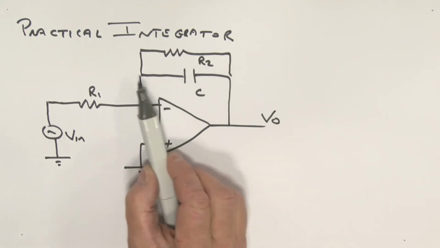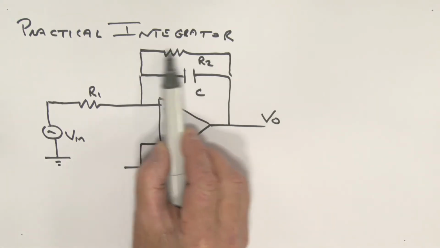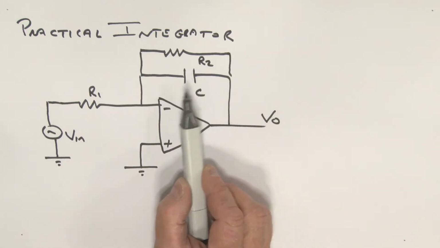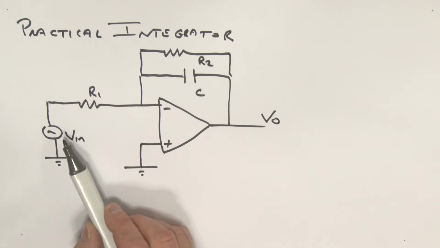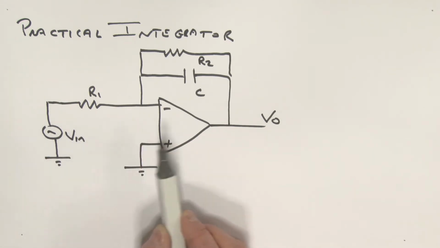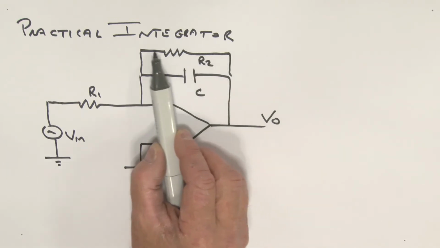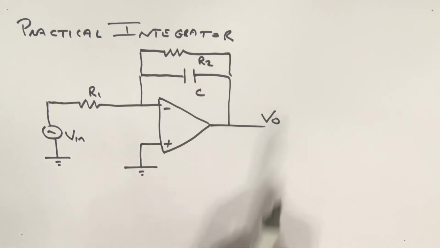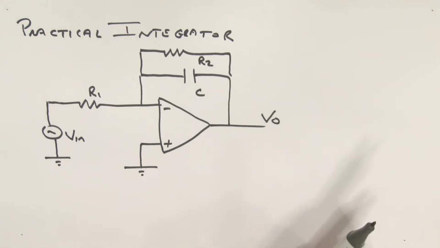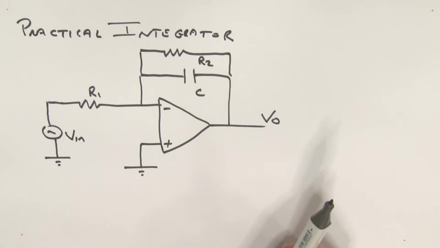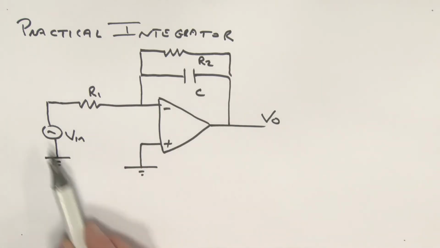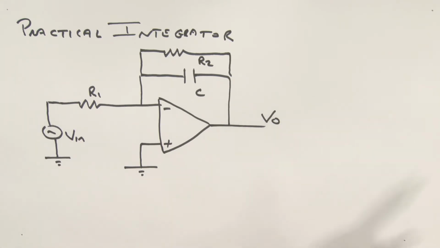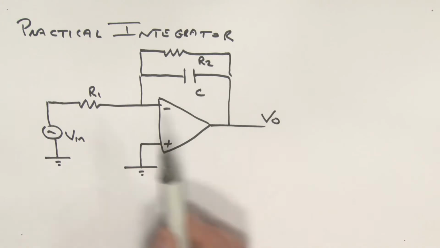A solution to this problem is to actually place a resistor R2 across that capacitor, such that when we have, let's say, a DC source or zero frequency, we do have a feedback path through R2 back to the inverting input, stopping this output voltage going into saturation. So now what we'll do is we'll see if we can analyze this circuit, come up again with an expression for this output voltage. We'll treat it much the same way as before.